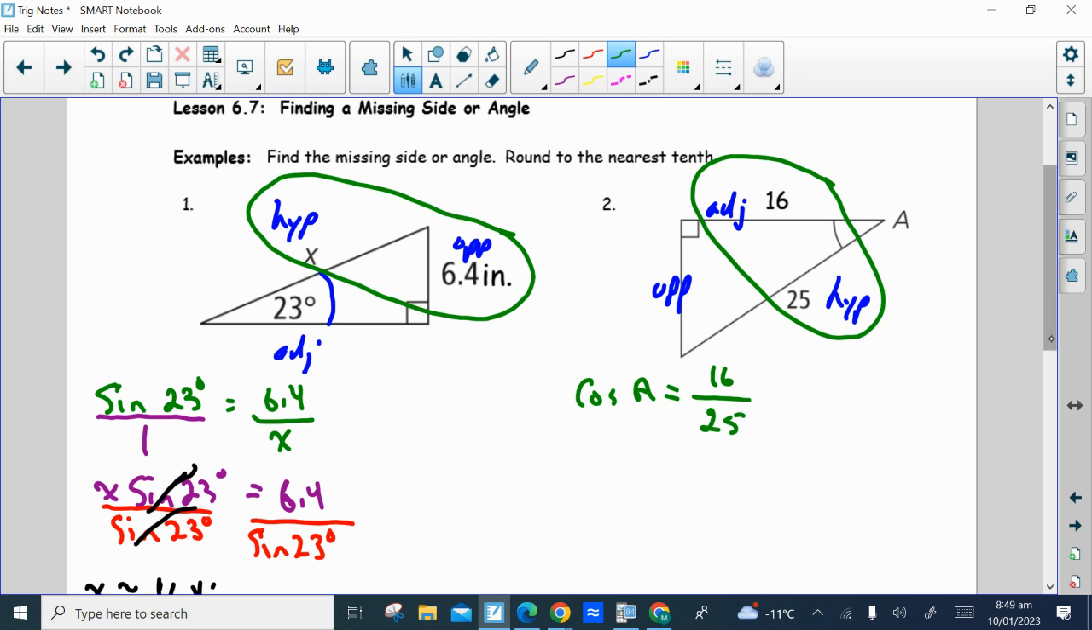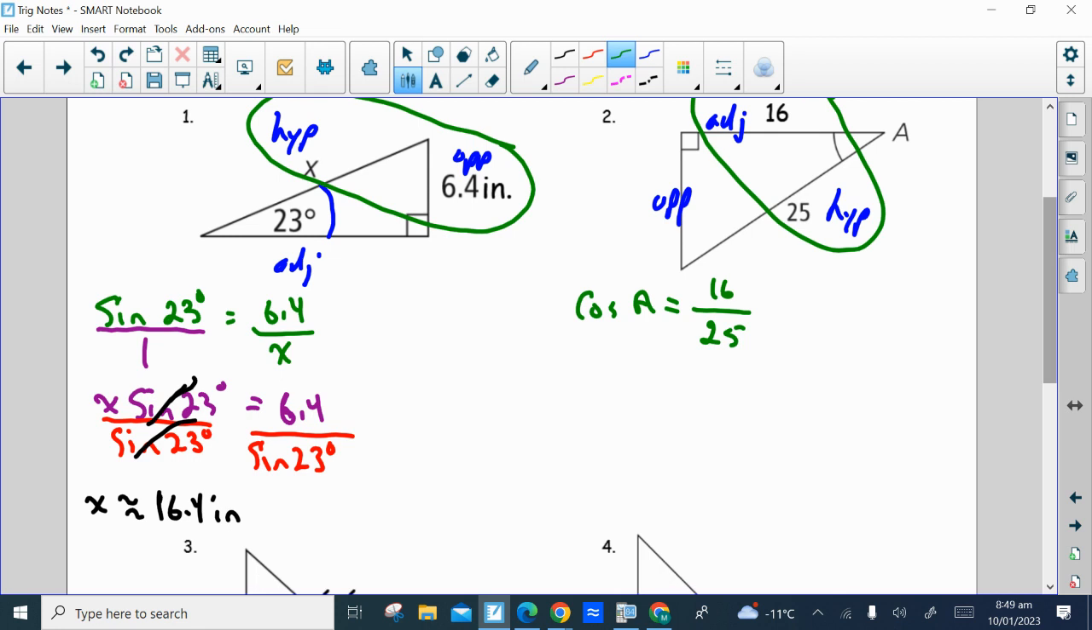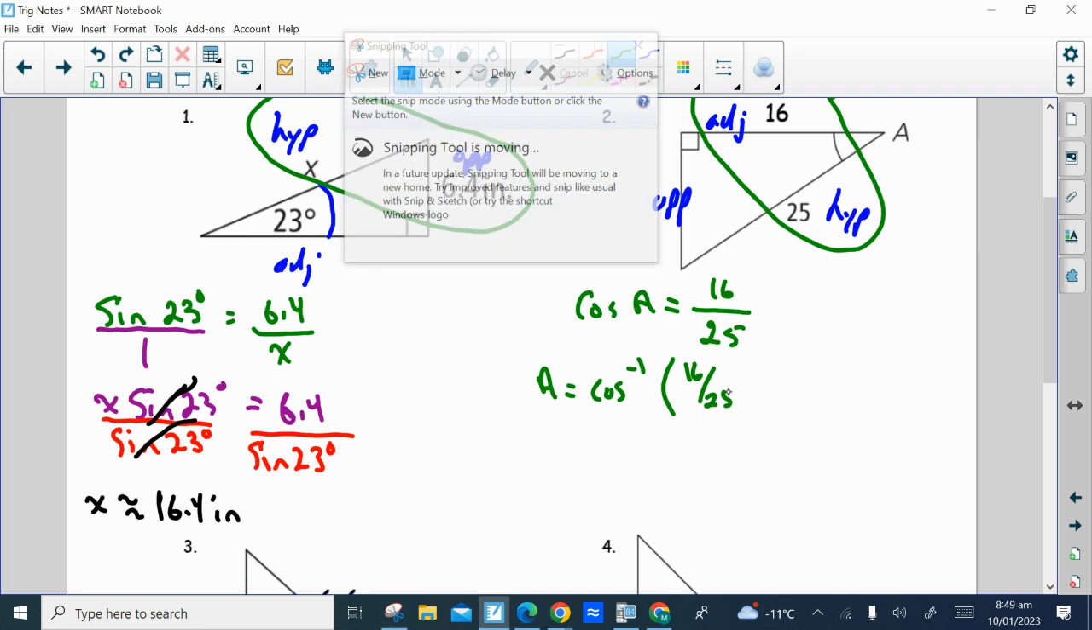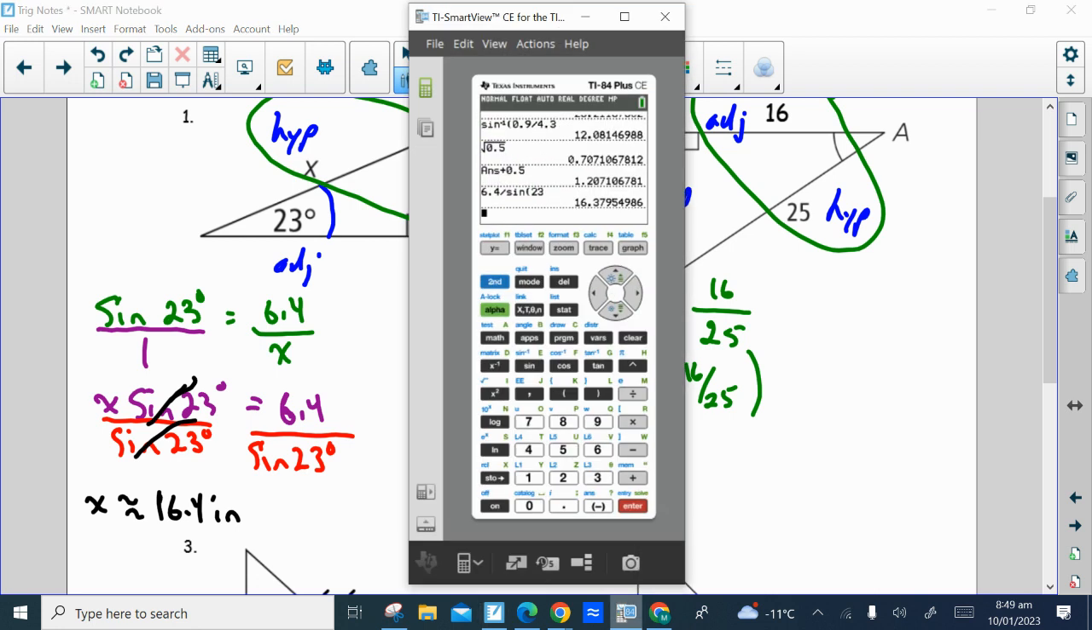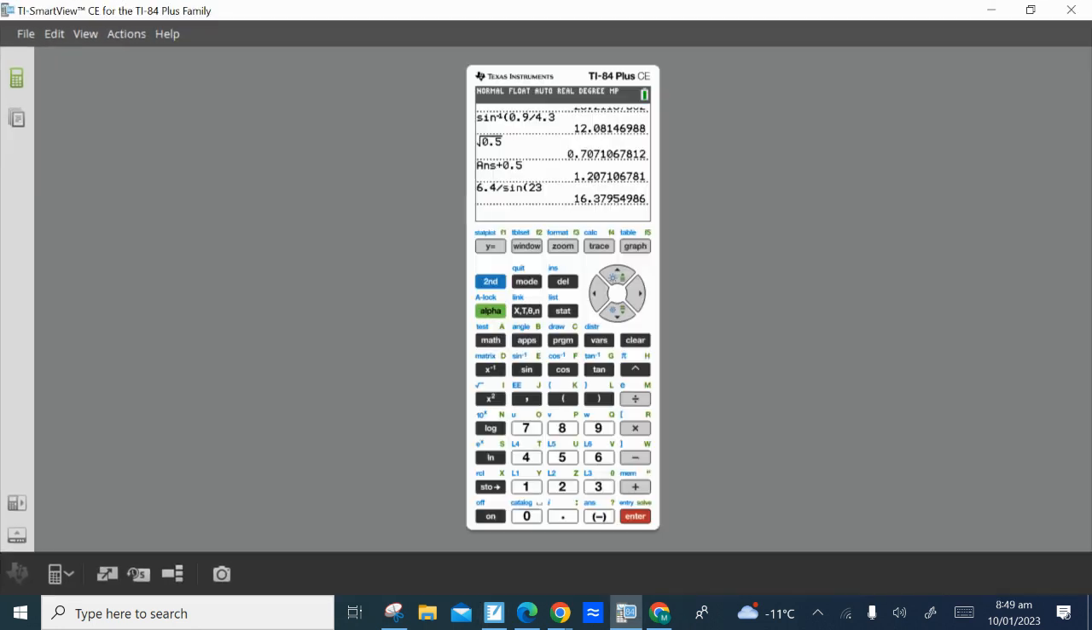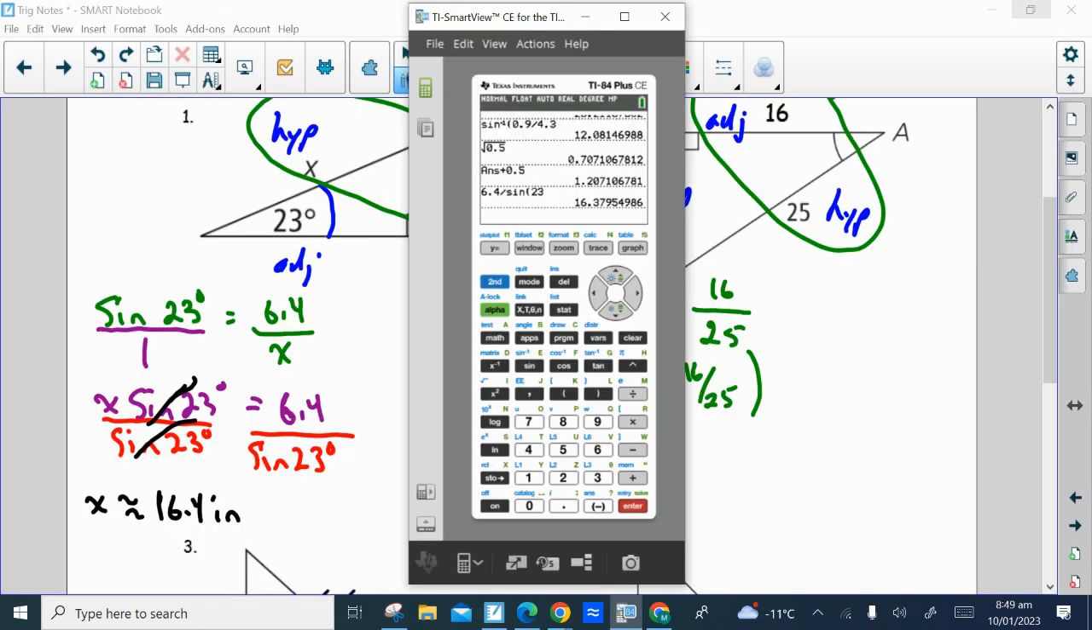And so yesterday we saw how you find a missing angle using the calculator. Angle A would be found by going cosine to the negative 1 of 16 on 25, which we will round to the nearest tenth because that's what it asks us to do.